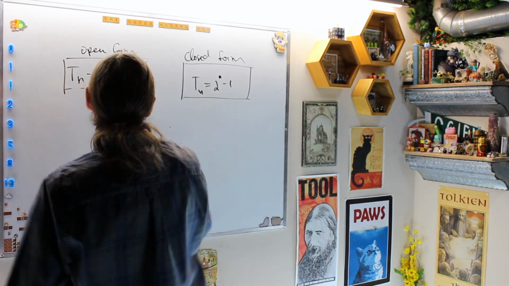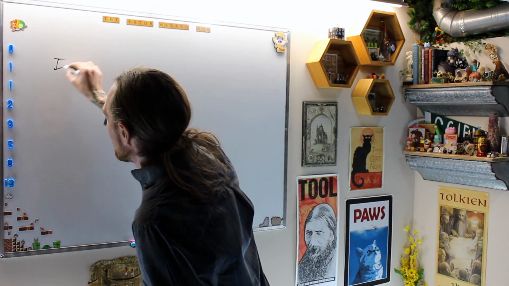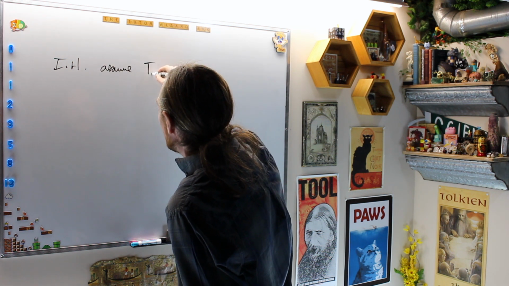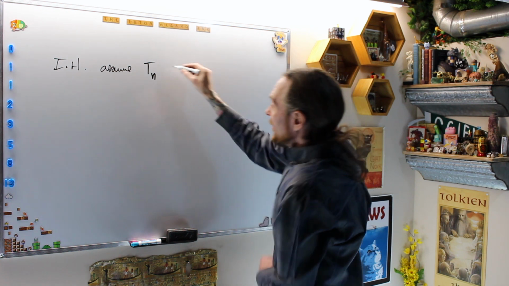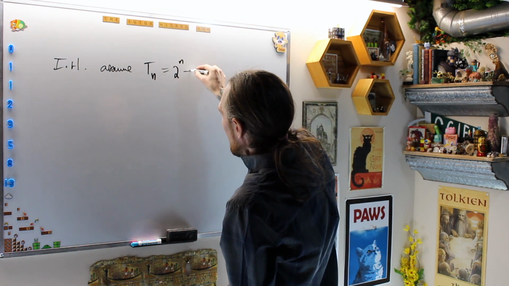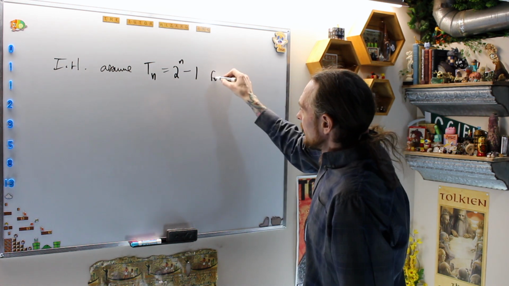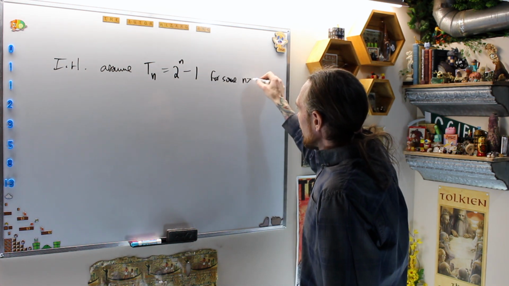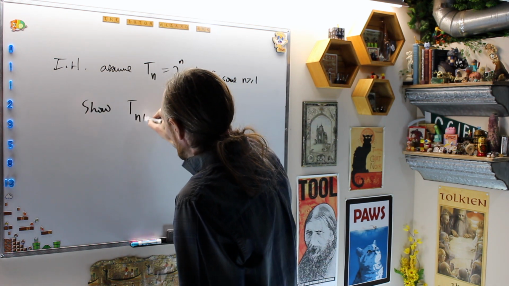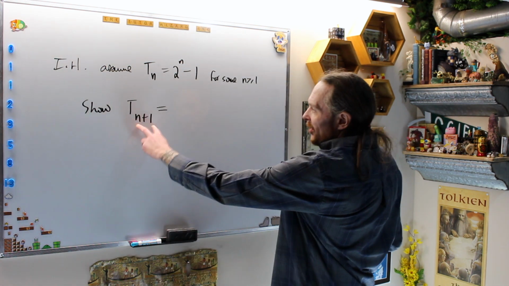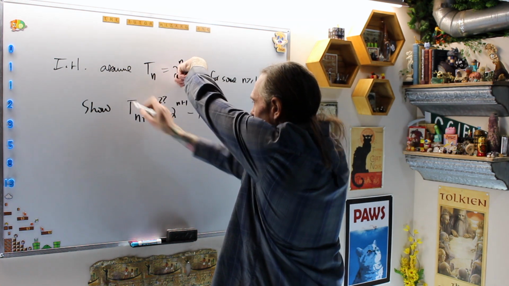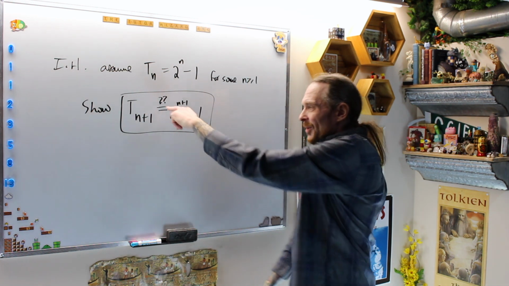Snuggle cats when possible. The inductive hypothesis: I'm going to assume that Tn actually equals 2 to the n minus 1, for some n larger than or equal to 1. I need to show Tn plus 1 equals, I put n plus 1 where n is, 2 to the n plus 1 minus 1. I'm going to show it. And then just to make sure, I put question marks there.